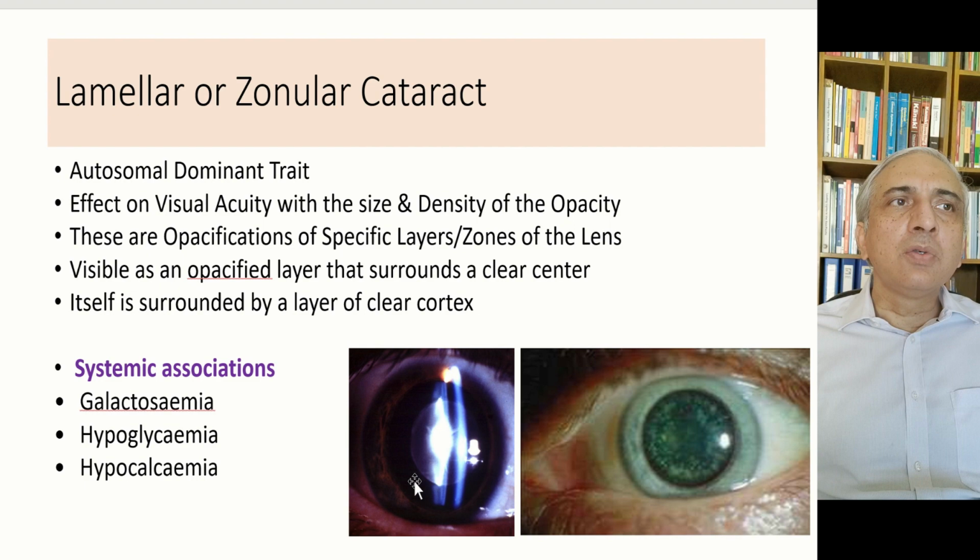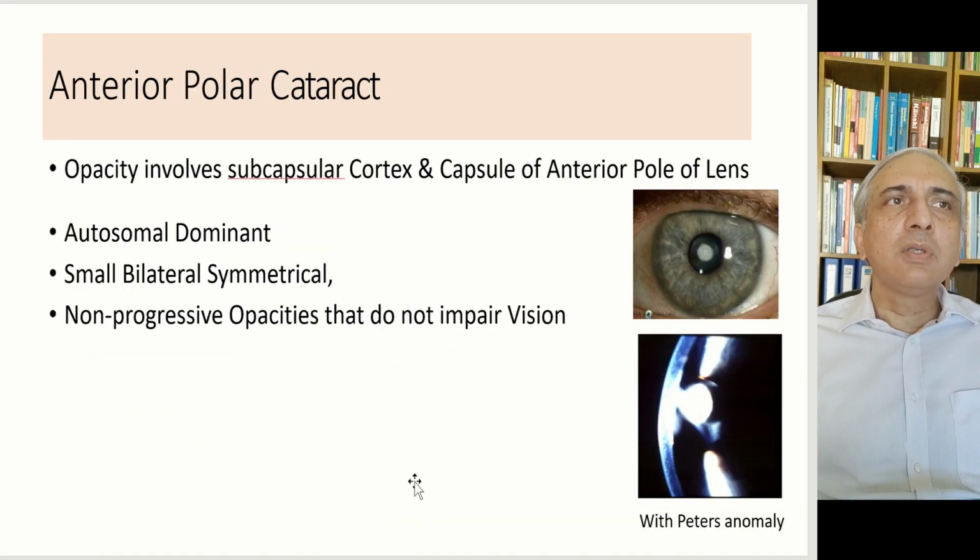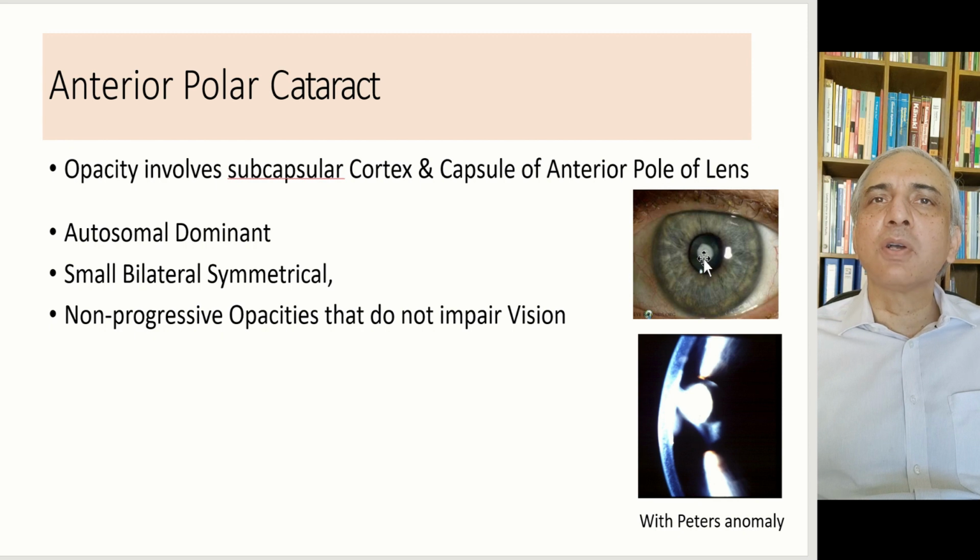Then we come on to anterior polar cataract. So the opacity involves the subcapsular cortex and capsule of the anterior pole of the lens. It is autosomal dominant, small, bilateral, symmetrical, and non-progressive opacities. Here you can see it looks like a small whitish opacity in the pupil. But when you do a slit lamp examination, this is a slit of the cornea. But when you look over here, it shows you an opacification of the anterior capsule of the lens.